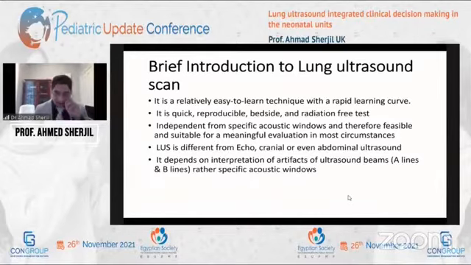So lung ultrasound scan as part of the point of care ultrasound scan is a quick, reproducible, bedside, radiation-free investigation, and it's a little bit different from echo and cranial ultrasound, which we are very familiar with, in the sense that this scan depends on the interpretation of artifacts of the ultrasound beams. So what I would be referring to as lung parenchyma is actually artifact created by other structures.